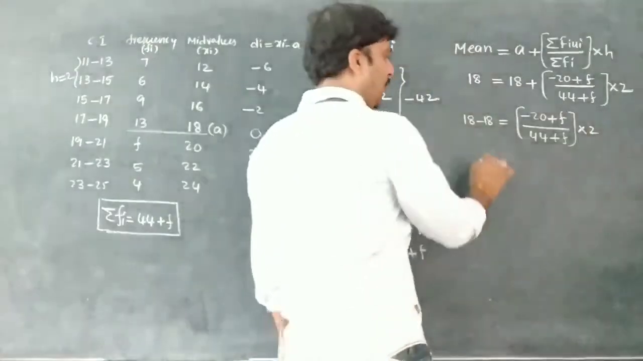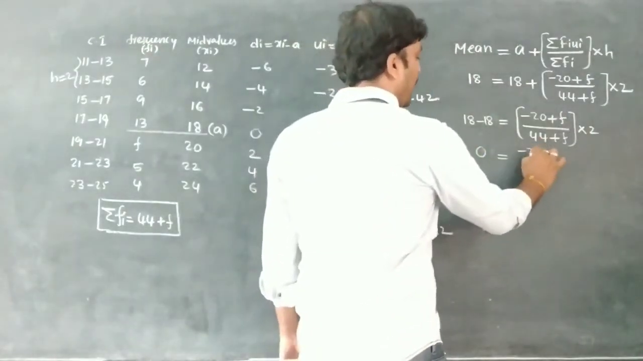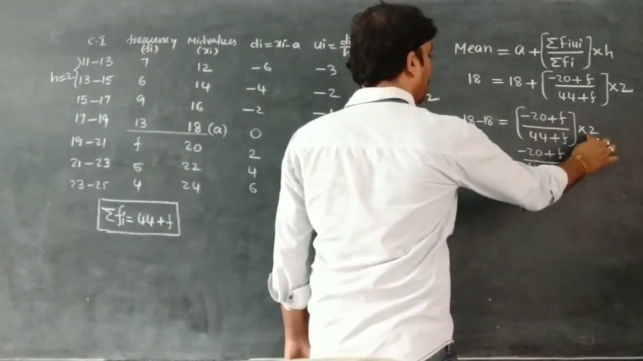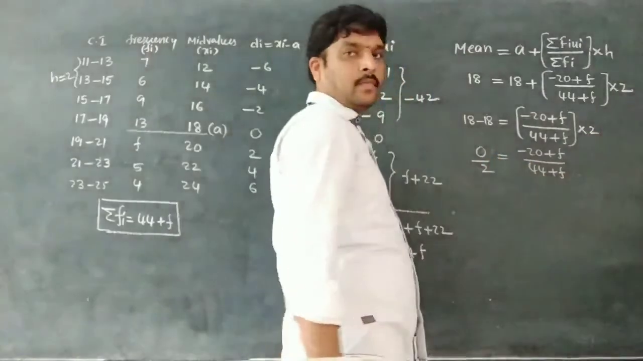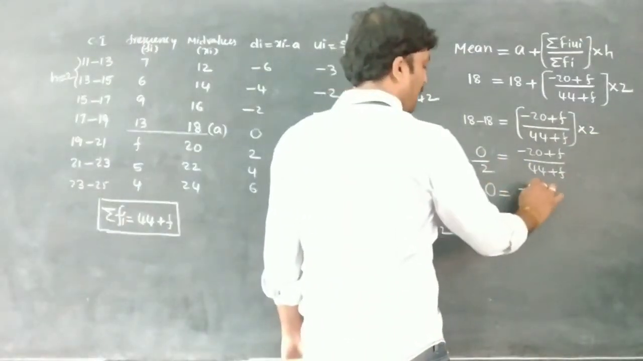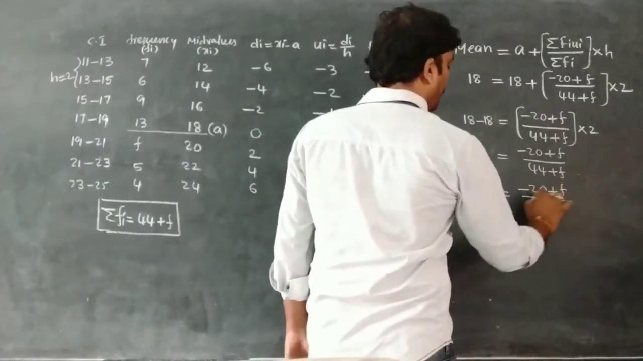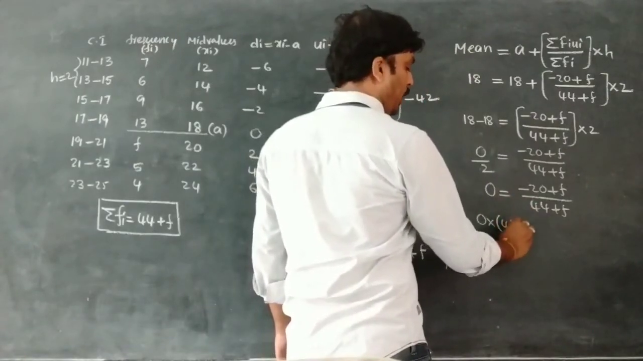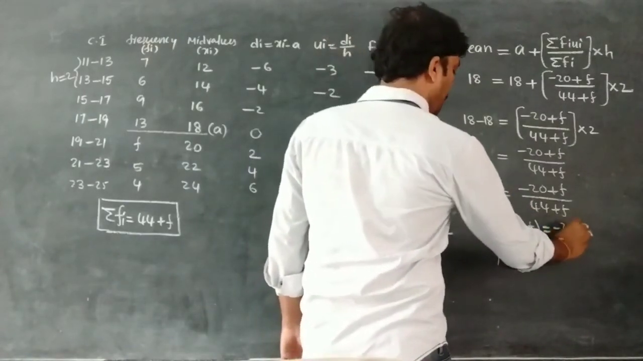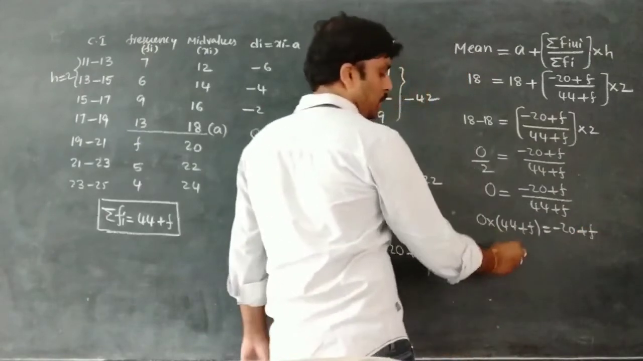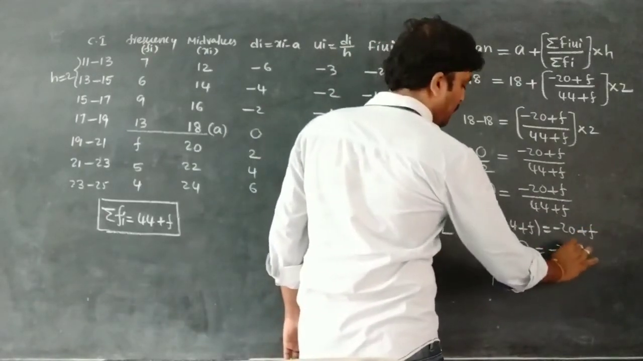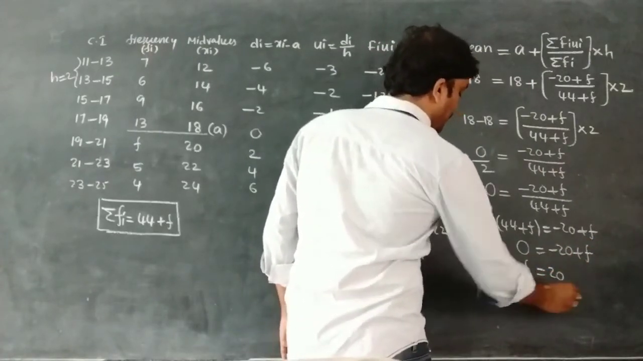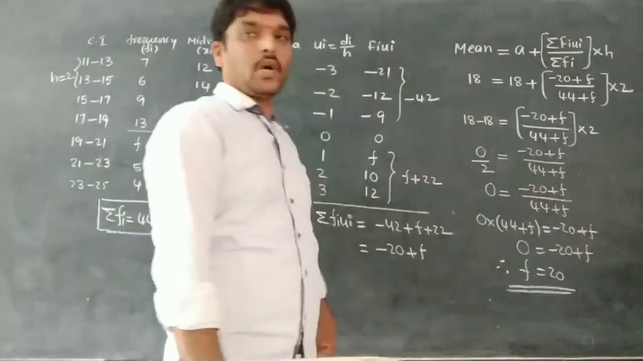18 minus 18 gives 0. Minus 20 plus f by 44 plus f. Here the into 2 goes to this side as by 2. 0 by 2 is 0. Minus 20 plus f by 44 plus f. So 0 into 44 plus f is equal to minus 20 plus f. 0 and anything is 0. Minus 20 plus f. Minus 20 goes to this side. Finally the f value is 20. The missing frequency we got is 20.